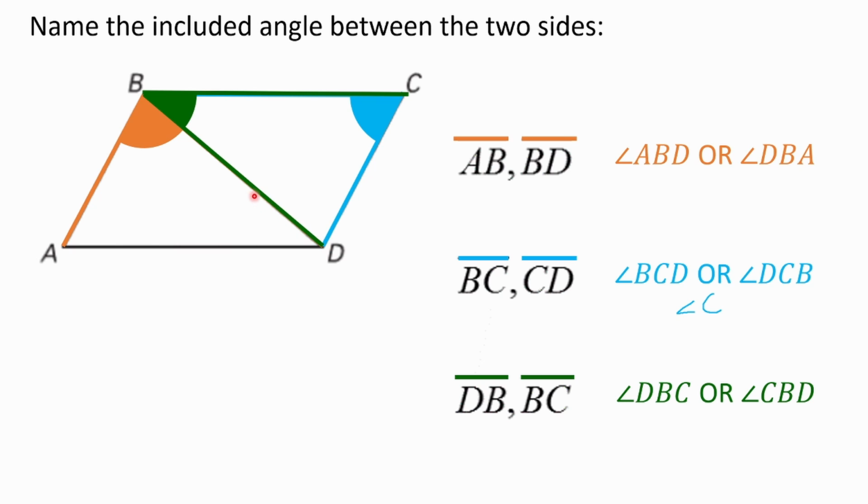And again, I think of how I walk along these two segments. So if I go from D up to B and then out to C, that would create that V shape in green. Or if I started at C, walked over to B, and then down to D, that would also create that green V shape as well.